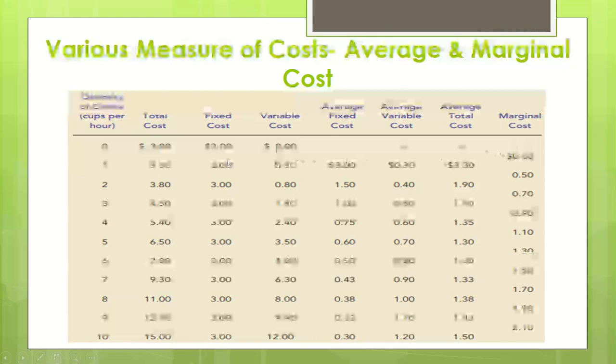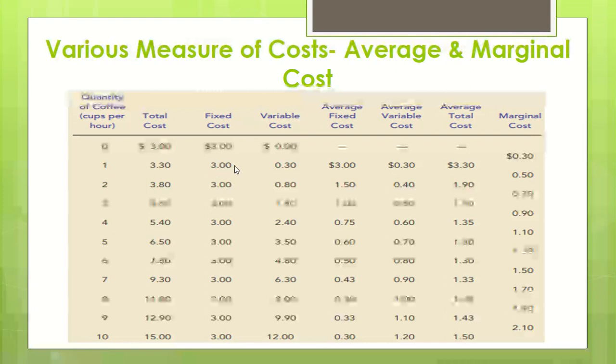Now if the firm is going to produce unit 1, that is the quantity of output it is producing now, at this specific point total cost is $3.30. That again comes by summing up fixed cost and variable cost. That means $3 plus $0.30, which will give us total cost, that is $3.30.